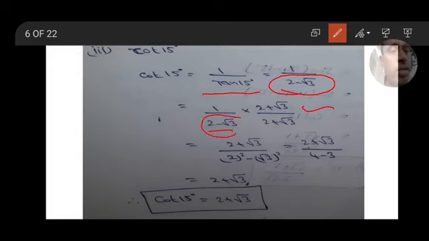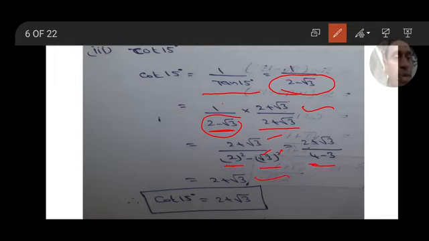In the denominator we have a minus, so multiplying with plus: 2 plus root 3 by 2 plus root 3. On simplification, the numerator is 1 into 2 plus root 3, which is 2 plus root 3. In the denominator, a minus b into a plus b is a square minus b square. So a square means 2 square, and b square means root 3 whole square. So 2 plus root 3 over 2 square, which is 4, minus root 3 whole square, where square and square root cancel, which is 3. So 4 minus 3 means 1.